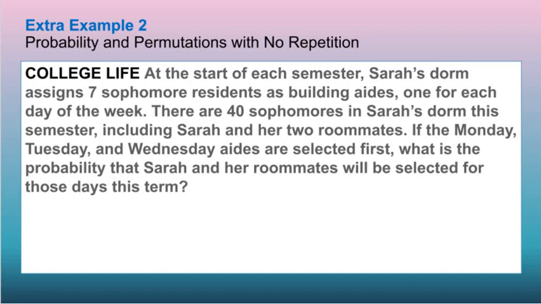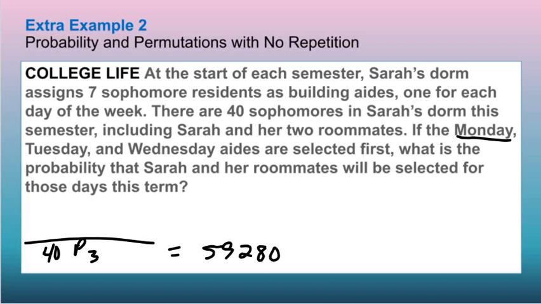So to find the total possible outcomes, on the bottom I'm going to have, there are 40 sophomores, and I'm only looking at 3 at a time, which would be Sarah and her two roommates. So if I did 40 permutate 3, that gives me 59,280. And in the numerator, I'm looking at how many different ways Sarah and her roommates can be Monday, Tuesday, and Wednesday. There are actually 6 ways of that happening.